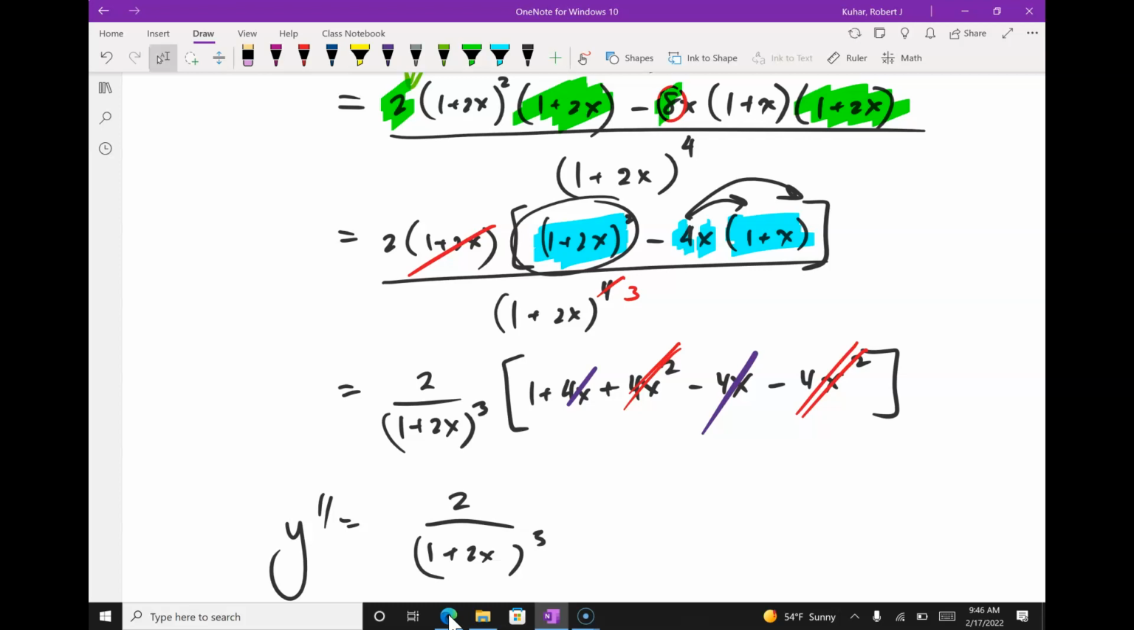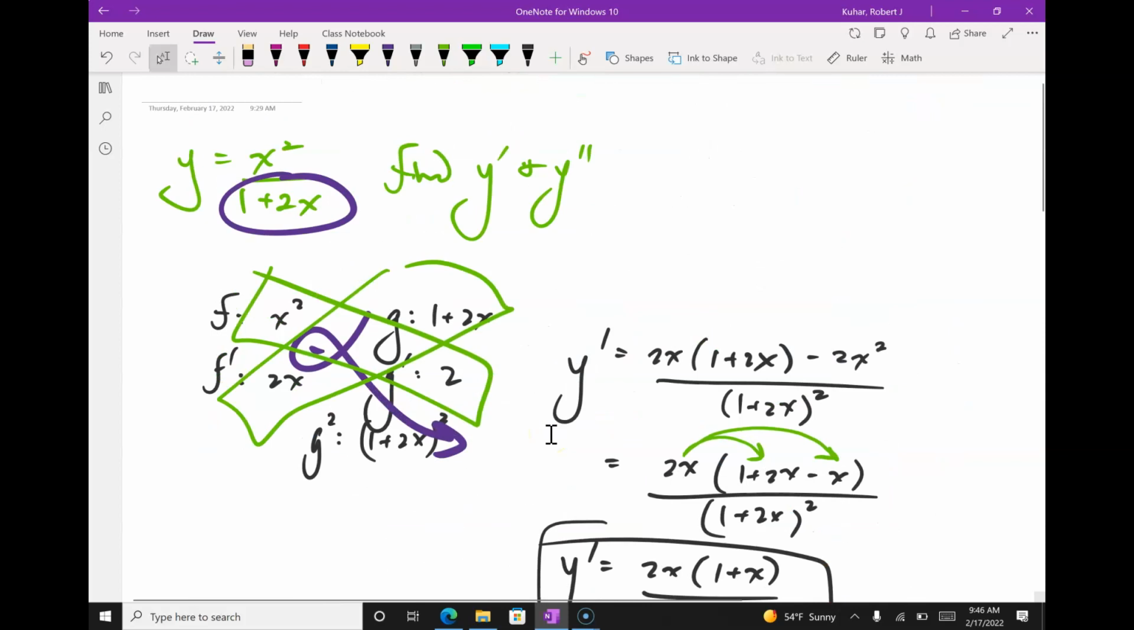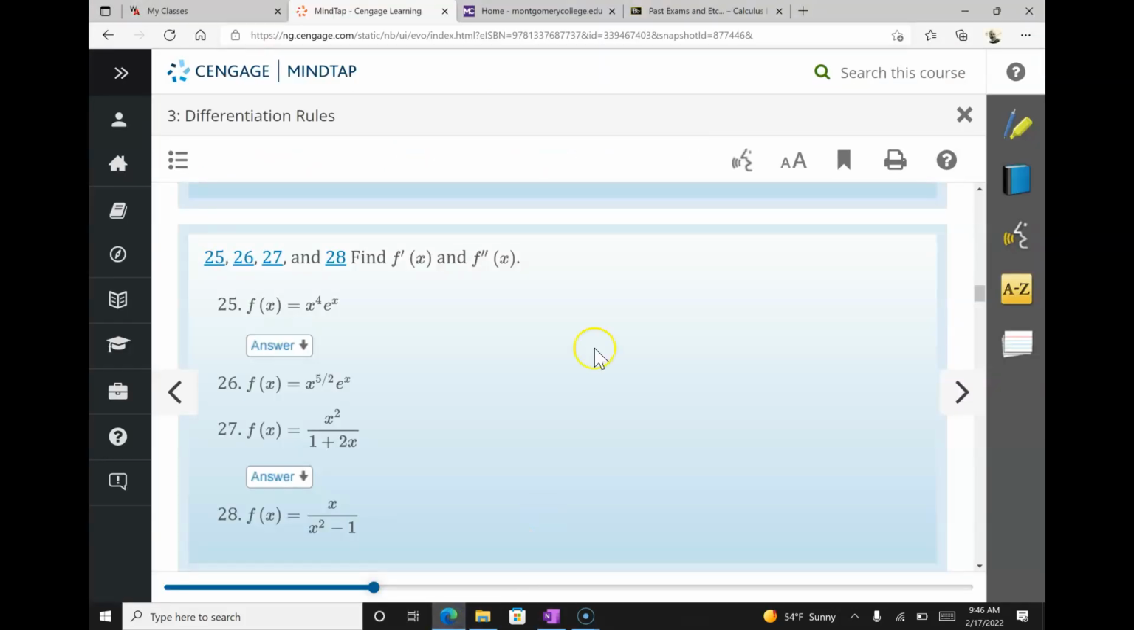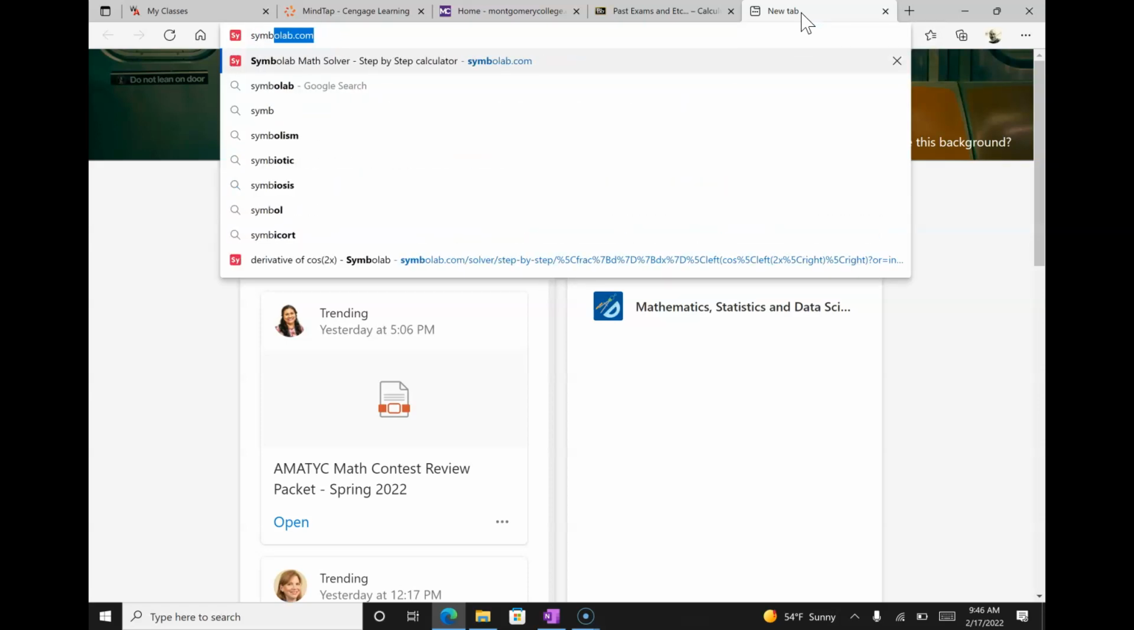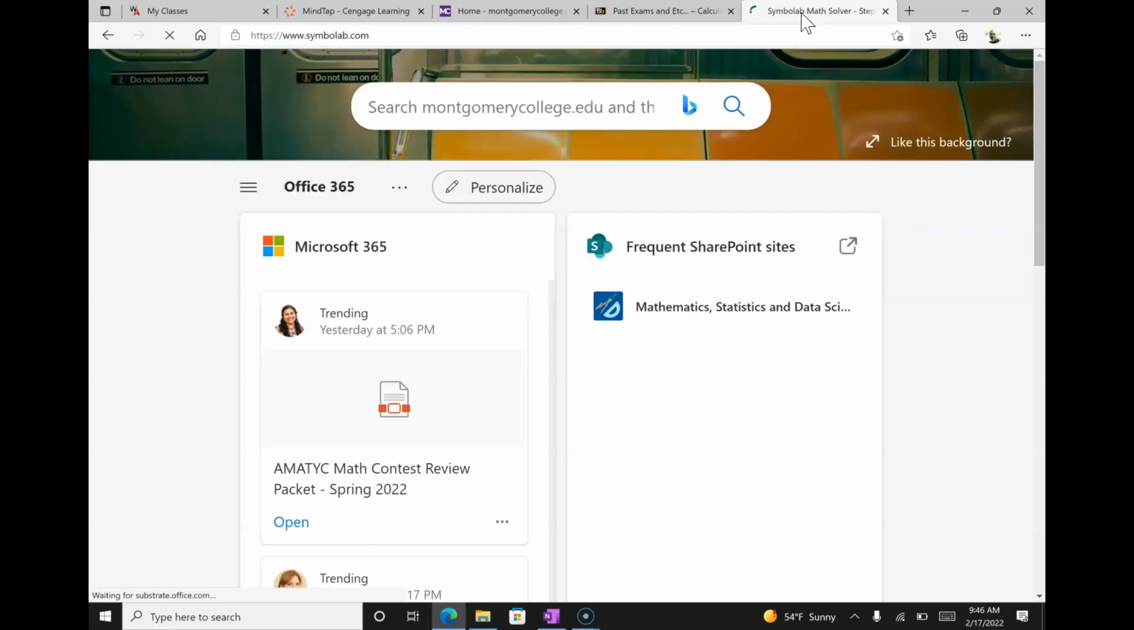All right, let me go to Symbolab. I need to look at my original function. I'll come back to it if you need me to. X squared over 1 plus 2x. When I was in grad school, I used Wolfram Alpha. That's what got me through school. So Symbolab.com.